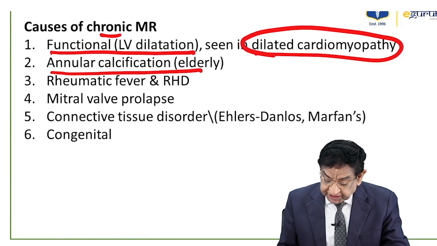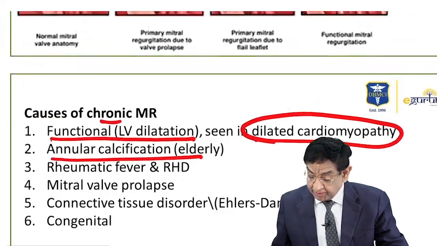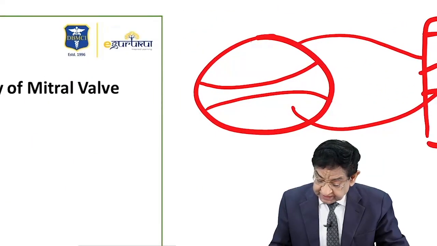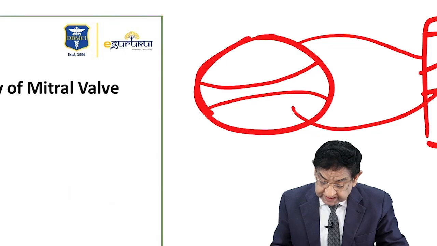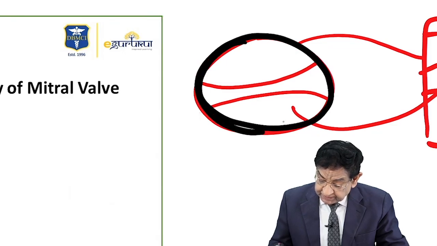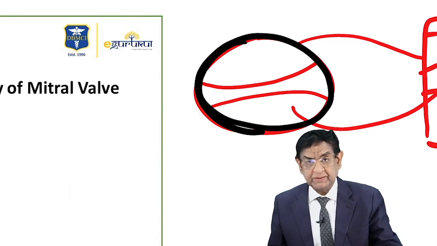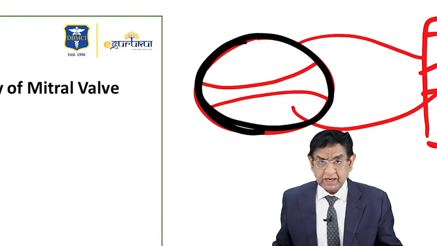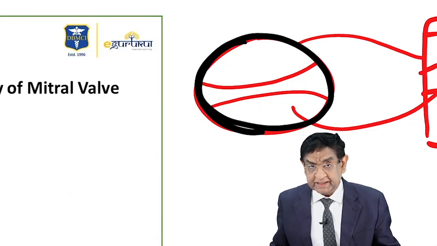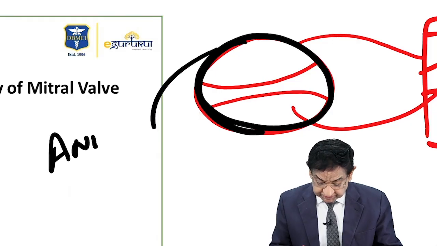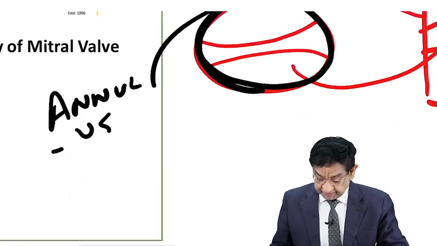Annular calcification. Now again, you go back to the anatomy we learned just now, that I showed you, and this is the annulus. If this gets calcified, it becomes rigid, and the mitral leaflets lose their mobility of movement. And now these two cusps will not close properly. They will not close in opposition, so leakage will be there. The problem lies in the annular calcification. The idea was to tell you to revise the anatomy of the mitral valve.